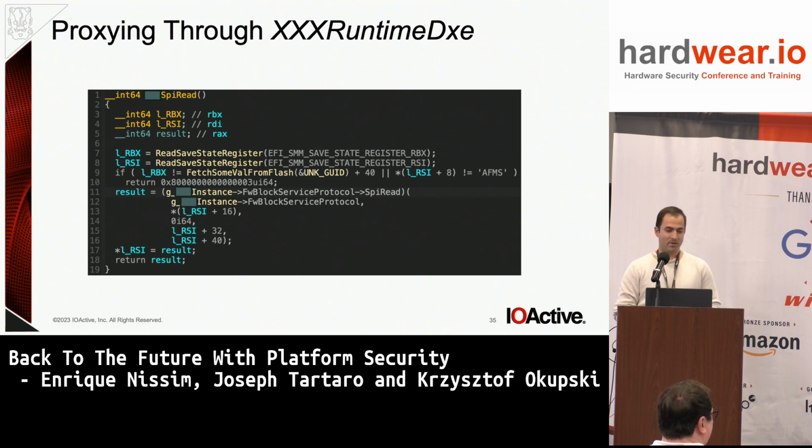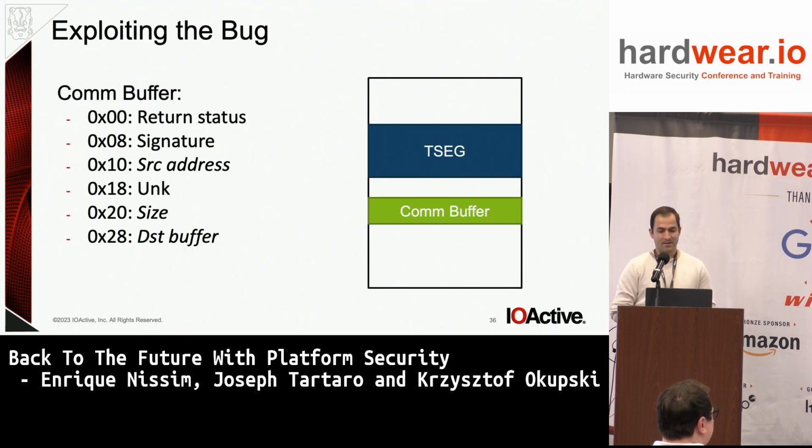And we can see over here all the arguments are fully controlled because they are passed by us from the operating system by the communication buffer. So once again, we control source, destination, and size. So we wanted to get our hands dirty and try to exploit this.